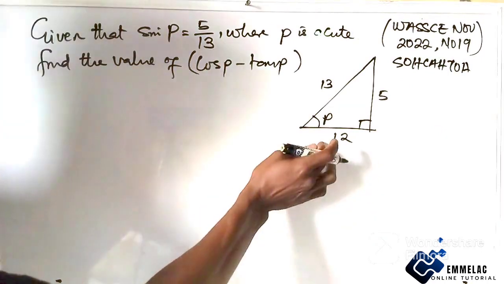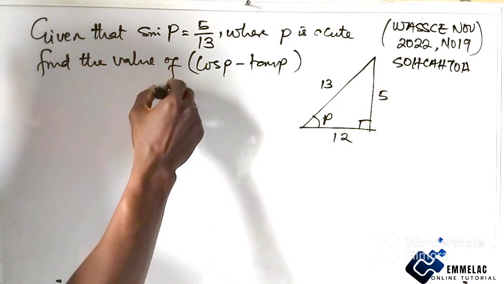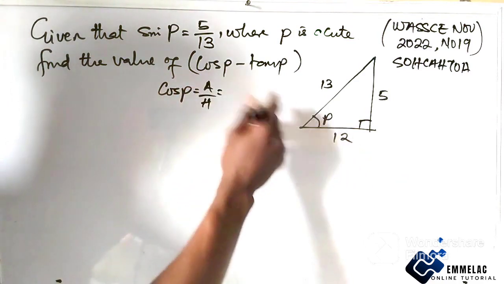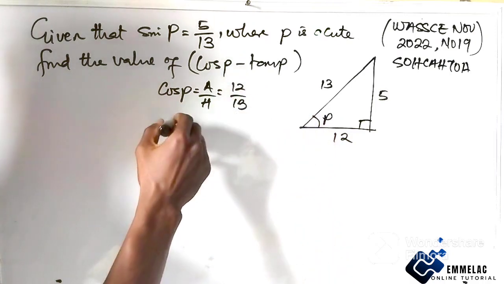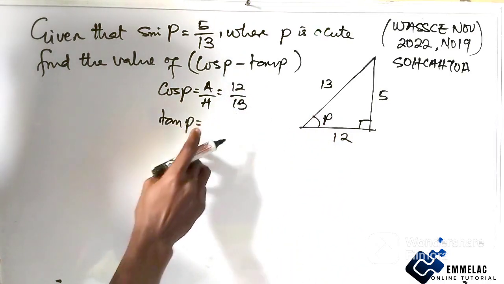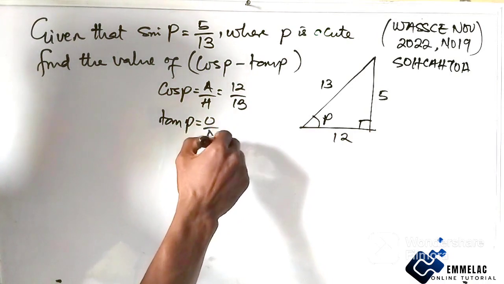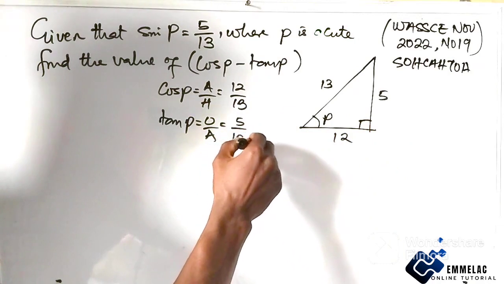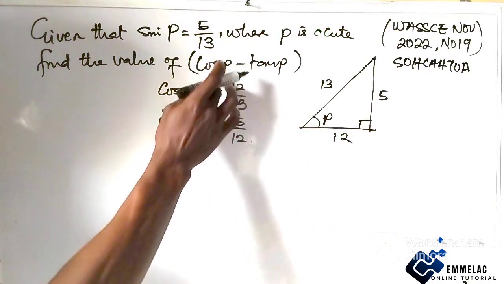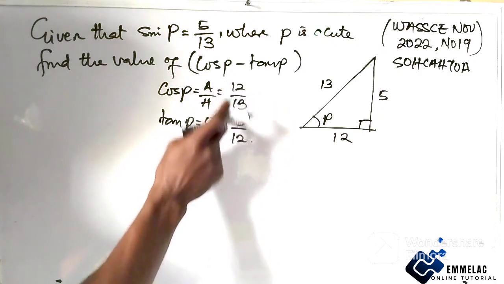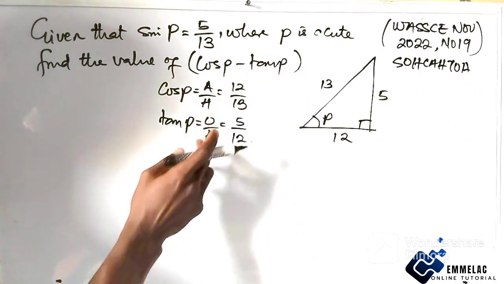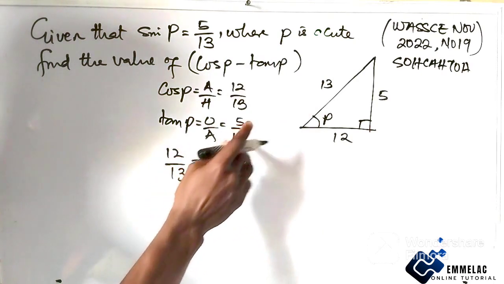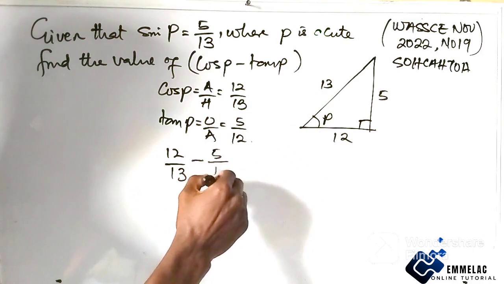Then let's find the other trigonometric ratio. From here we can see that cos p, which is adjacent over hypotenuse, is 12 over 13, and tan p, which is opposite over adjacent, is 5 over 12. Now we replace these. So we have cos p minus tan p equals 12 over 13 minus 5 over 12.